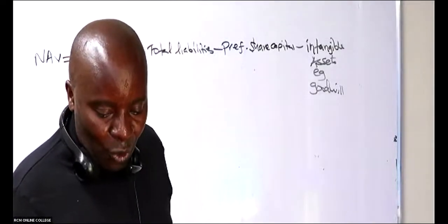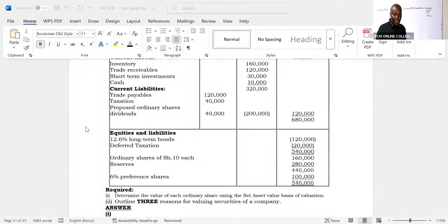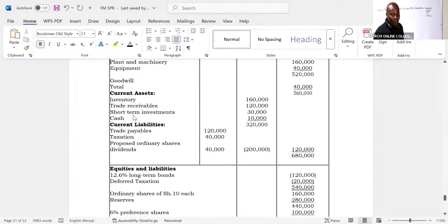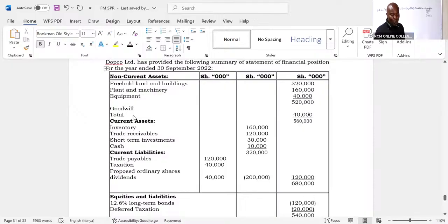So then let's move slowly and tackle this question, as a quick recap of what we were doing in our last class. We're looking at the balance sheet, basically net asset value. I can see the total non-current assets, they are 560,000. So I'm adding all the assets: total non-current assets 560,000, plus the current ones, which add to 320,000, to get the total assets.